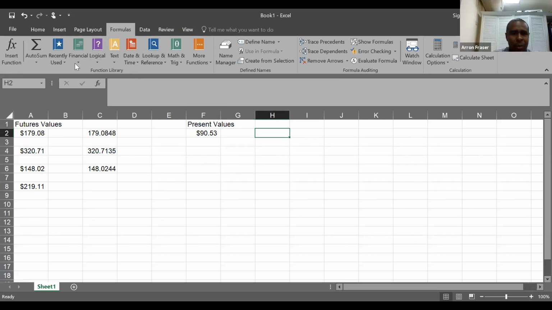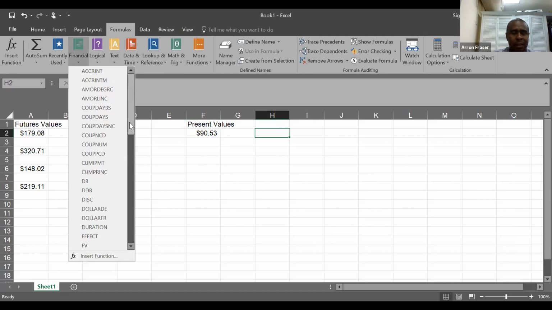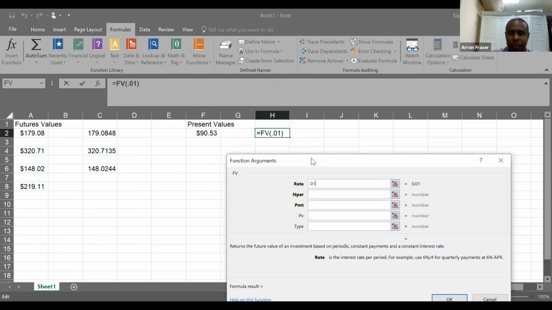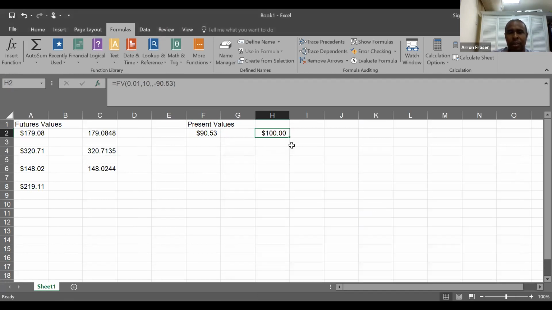Yeah. All right. So just to prove it, we could go financial, present, future value. The rate is 1% for 10 years. And we're investing $90.53. It should give us very close to 100. So, all right, we see it gives us back 100. Good. Anyhow, so that's just some proof.